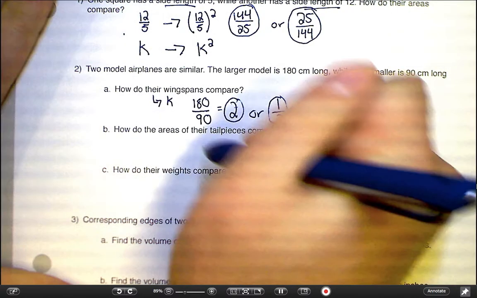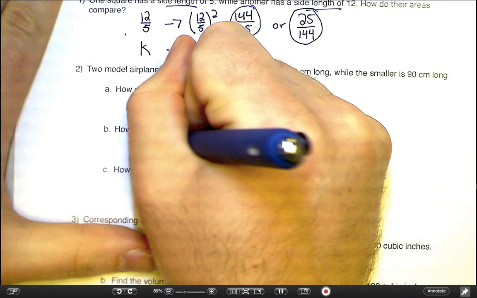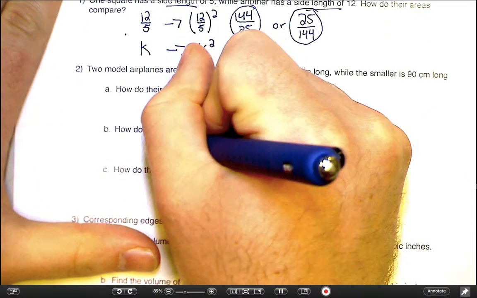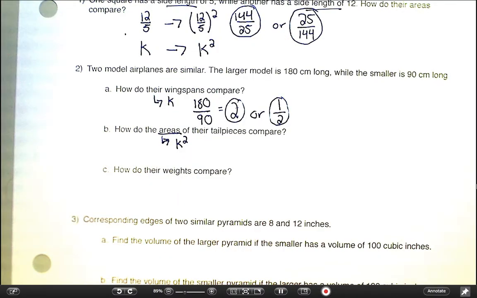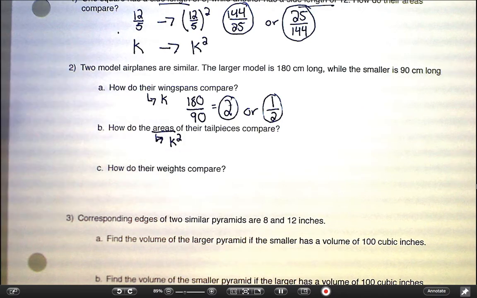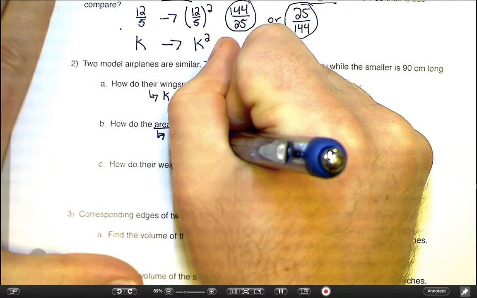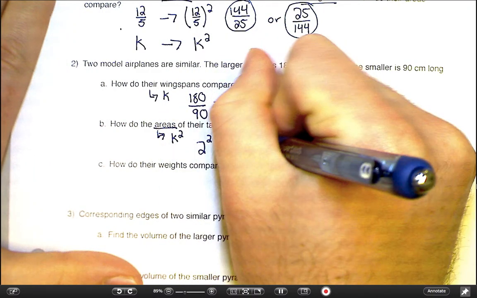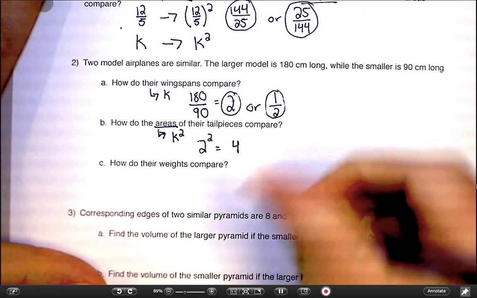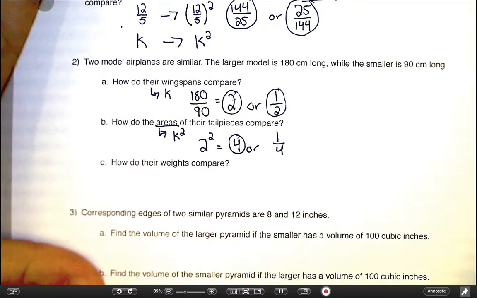Okay, we can also do the same thing with areas. We're talking about the area of the tail piece, so just the tail fin on the airplane. Now, because we're talking about areas, we know based on the fundamental theorem of similarity that I need a k squared value. Now, because I've already found the k value up in part A, I don't necessarily have to do the fraction and reduce again. I can just use these two fractions. So I'm going to start with the 2. I can go ahead and square that. 2 squared is 4. So that is my first answer. Or I can go ahead and make that into a fraction as well, just like the 1/2, to give us 1/4.